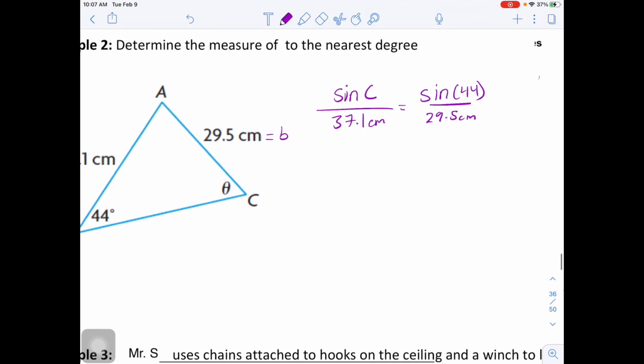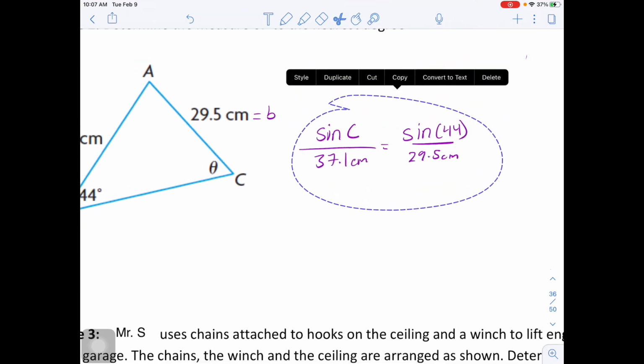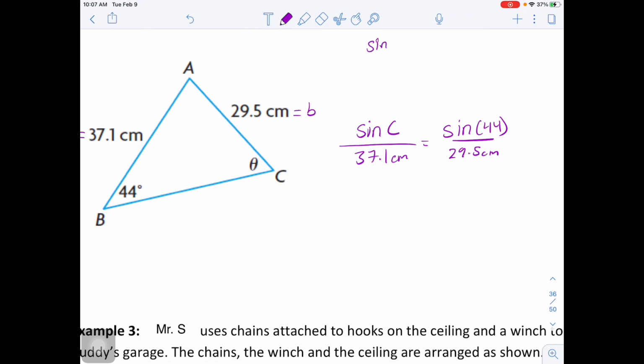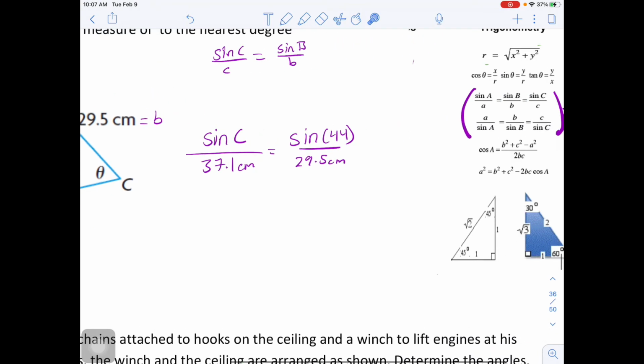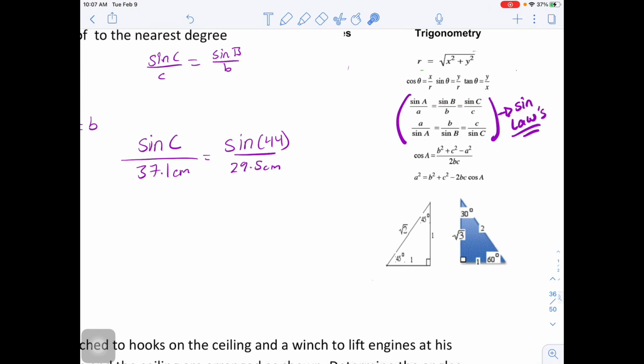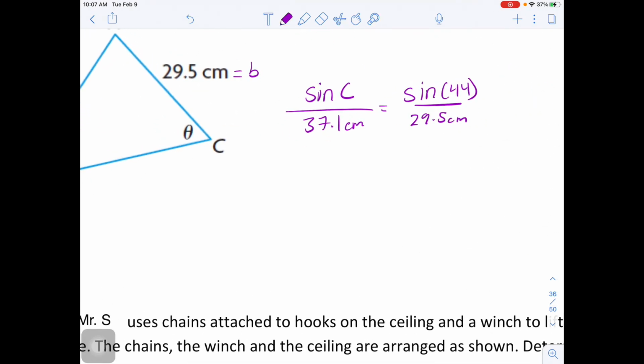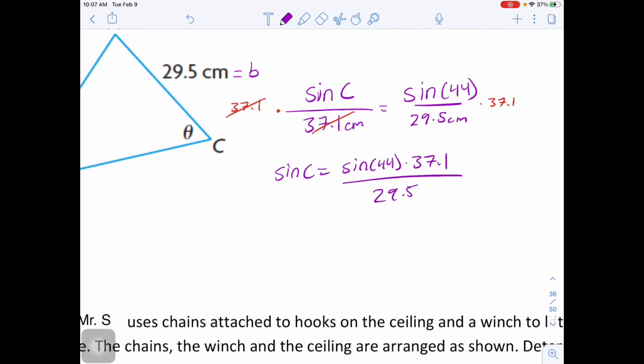Now I realize I never actually listed this in terms of just its variables. So what I've done here is sine C over little c, and sine B over little b. So I set up these ratios, which can be found over here. So now at this point, it's a matter of just solving for it correctly. So I'm first going to multiply 37.1 by both sides. And that's going to give me sine C equaling sine 44 times 37.1 over 29.5.